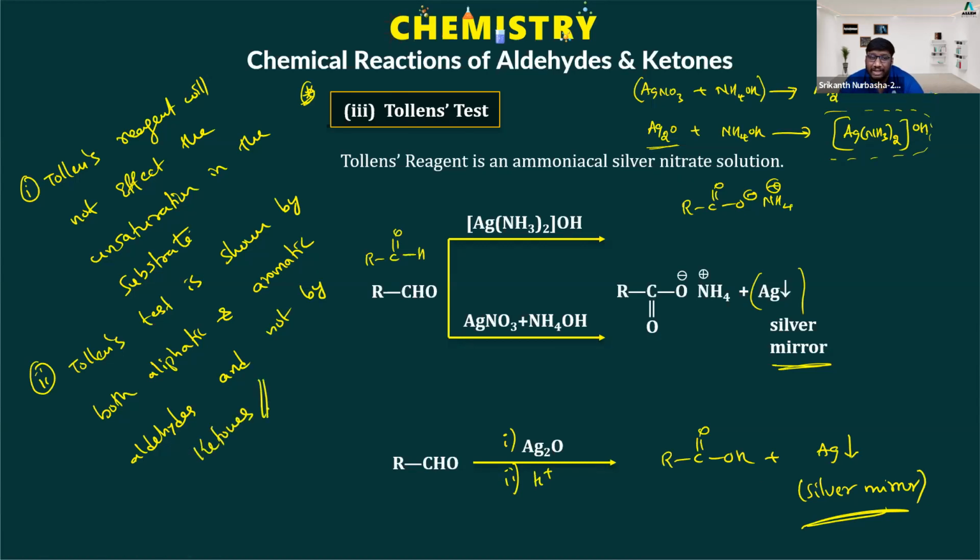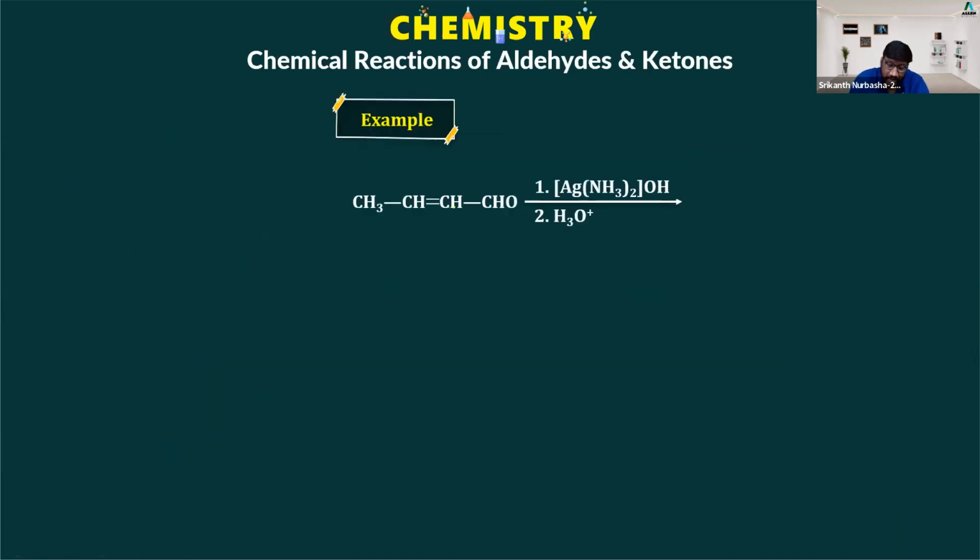Okay, the Tollens reagent or Tollens test will not affect the unsaturation. The Tollens test will be shown by both aliphatic as well as aromatic aldehydes, and it will not be shown by ketones, right? Example, CH3, CH double bond CH, CHO. The unsaturation, is it going to be disturbed? No. We have CHO, first Tollens reagent and then acidic hydrolysis. You will get CH3, CH double bond CH, COOH. This is going to be the major product. We should get the carboxylate, but second, acidic hydrolysis is mentioned, so clearly we have to give the respective carboxylic acid, not the carboxylate.